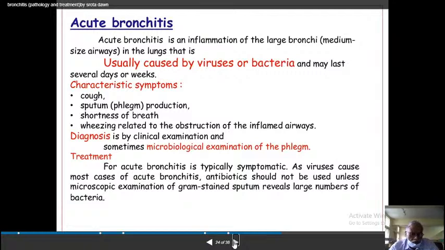The diagnosis is by clinical examination and sometimes microbiological examination of the phlegm. The treatment for acute bronchitis is symptomatic, as viruses cause most cases of acute bronchitis. Antibiotics should not be used unless microscopic examination of gram-stained sputum reveals large numbers of bacteria.